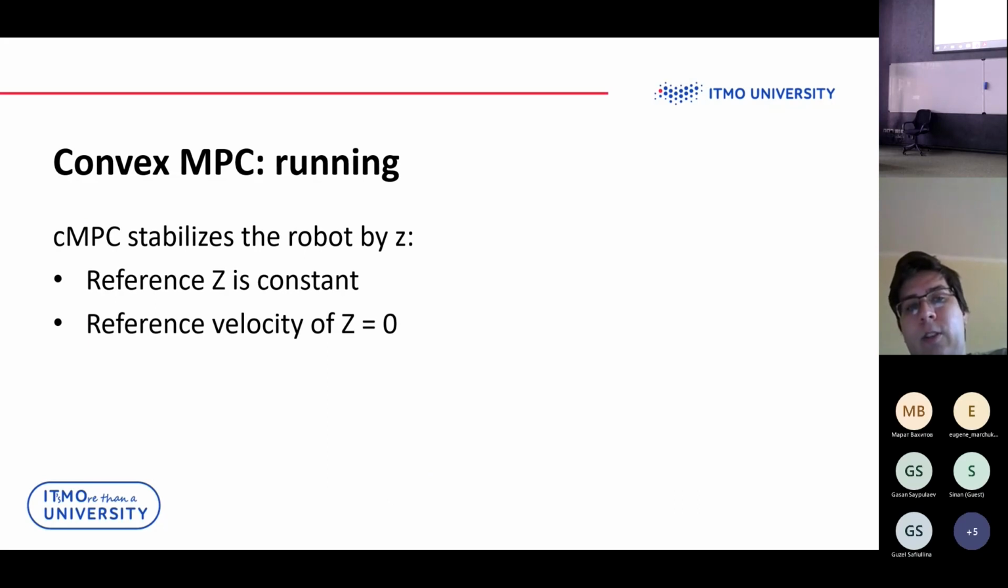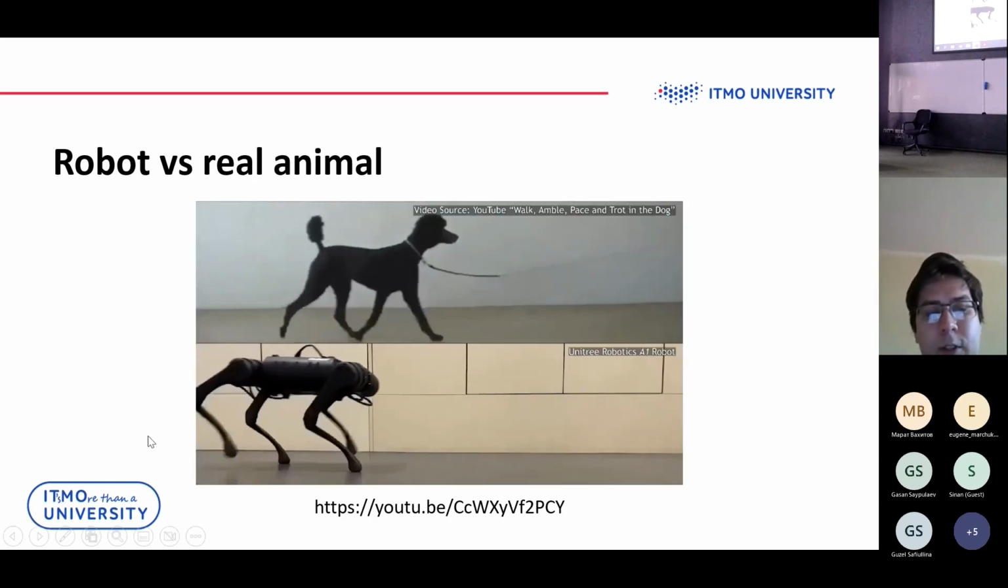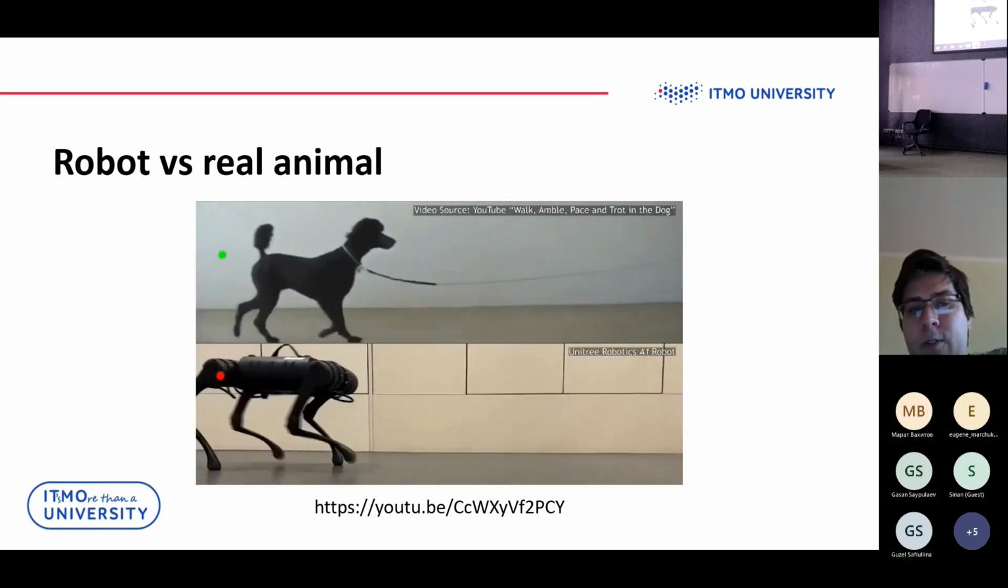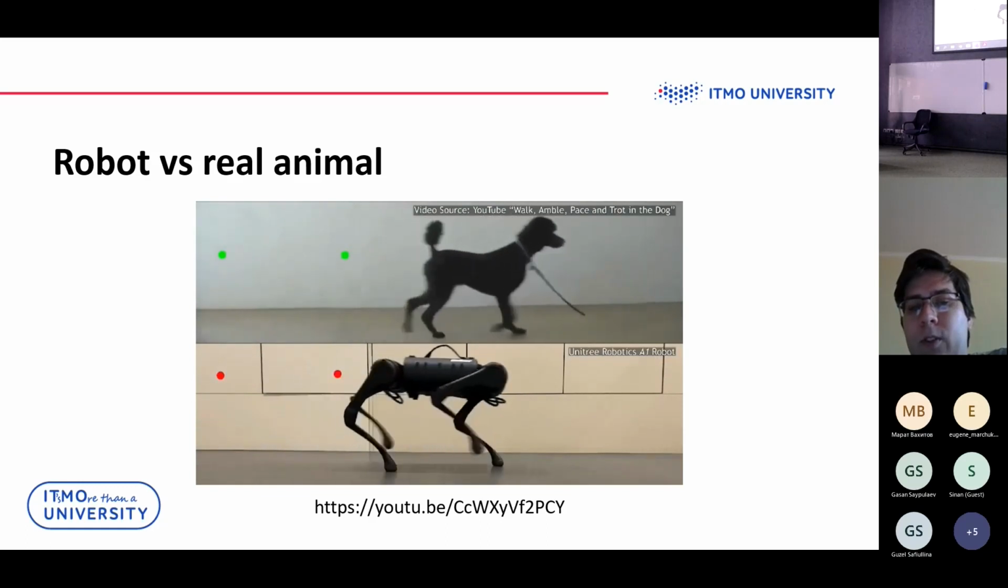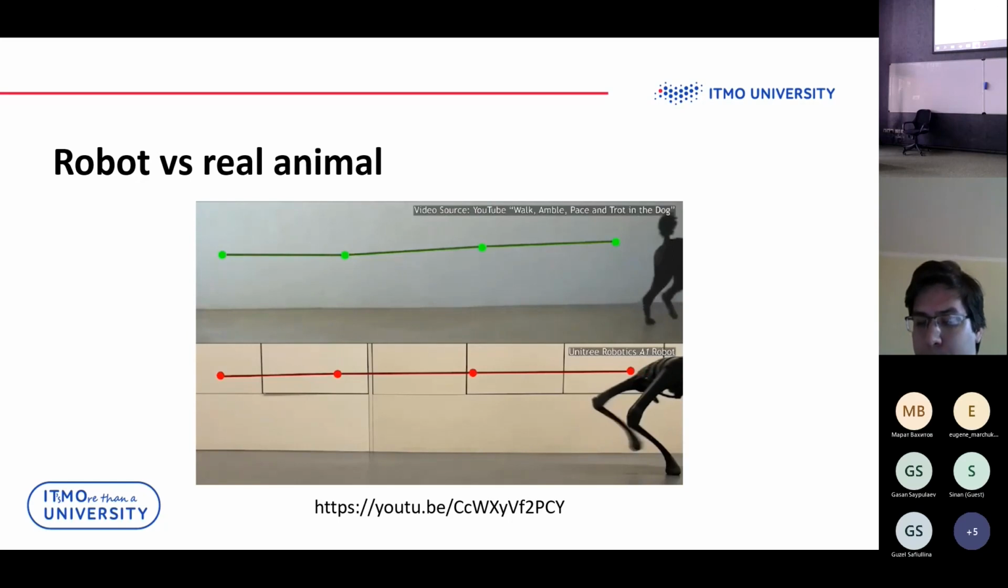But when a robot is running with this controller, convex MPC stabilizes the robot's Z, the height of the robot. So reference Z is constant and the velocity of Z is 0. But when we see real animals, they don't stabilize the height. They move more smoothly than the real robot.